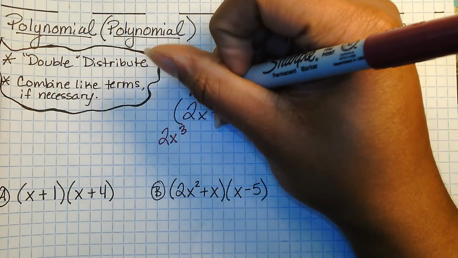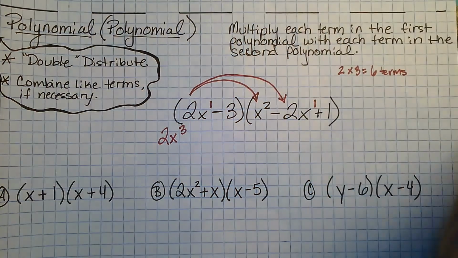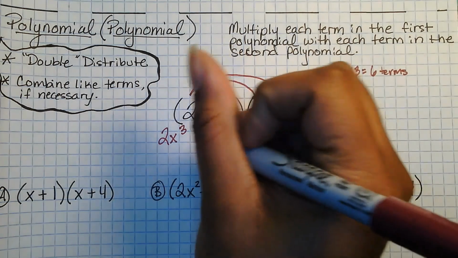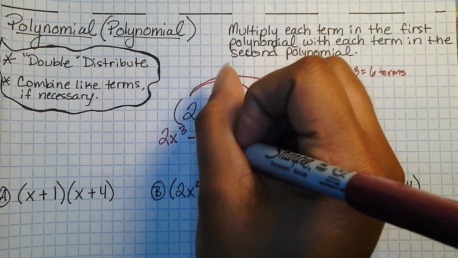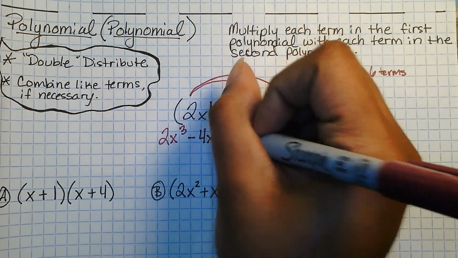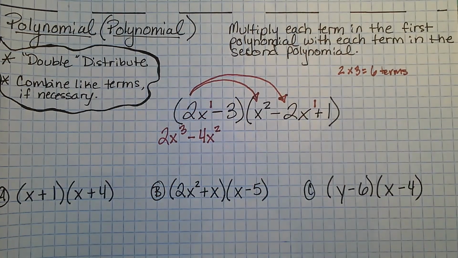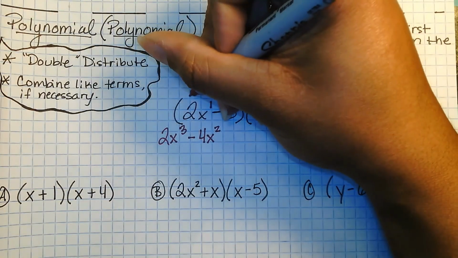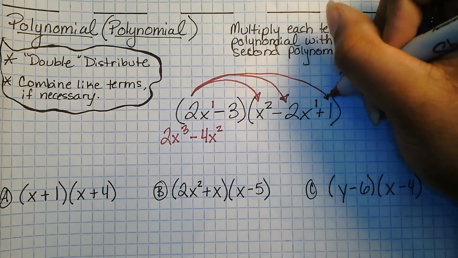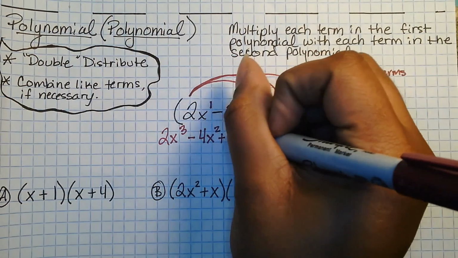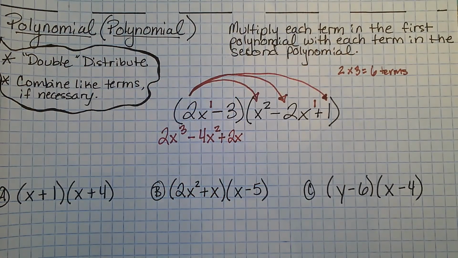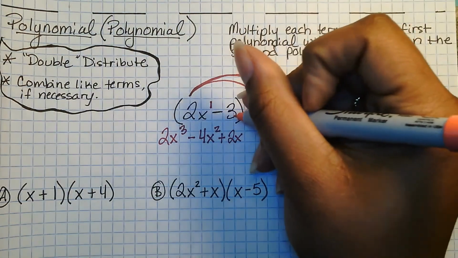And then we still have to multiply the 2x times the negative 2x. So a positive 2x times a negative 2x is a negative 4x squared, because we have to do 1 plus 1 to get the exponent. And we also have to do 2x times 1, which just gives us a positive 2x. So if you've noticed, I've multiplied 3 times. Well, we're supposed to multiply 6 times. The other 3 are coming from the negative 3.